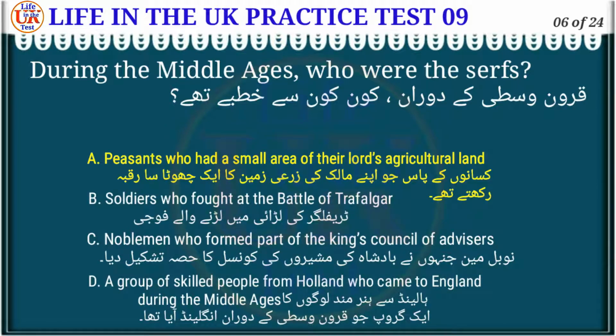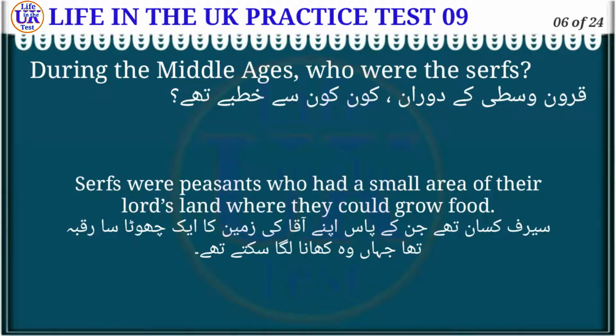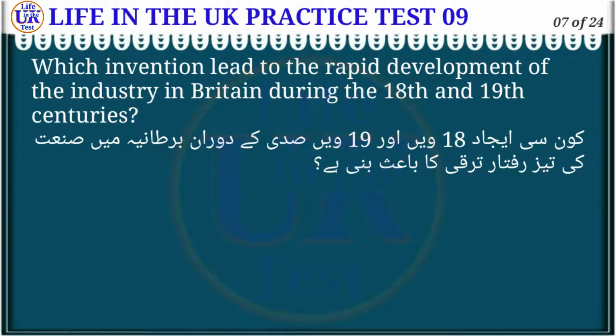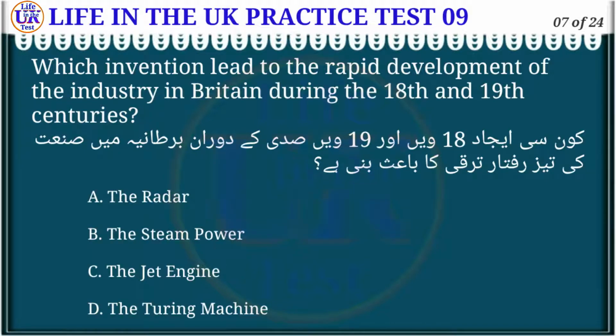Peasants who had a small area of their lord's agricultural land. Serfs were peasants who had a small area of their lord's land where they could grow food. Question 7 of 24. Which invention led to the rapid development of the industry in Britain during the 18th and 19th centuries? A. The radar. B. The steam power. C. The jet engine. D. The Turing machine. The correct answer is B.